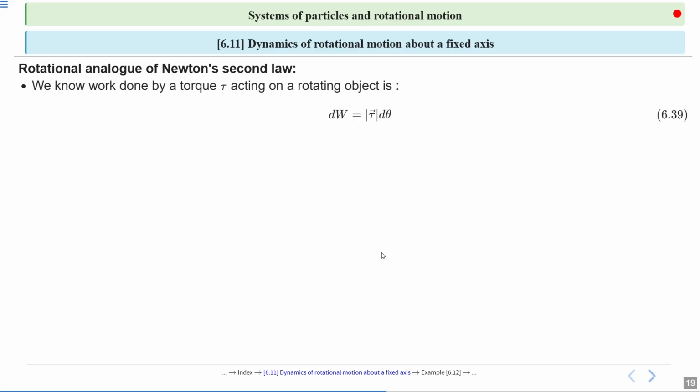So we know the work done by a torque tau acting on the rotating body is dW is equal to tau d theta.